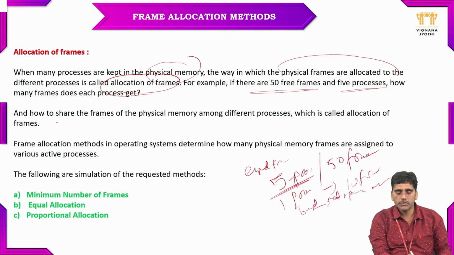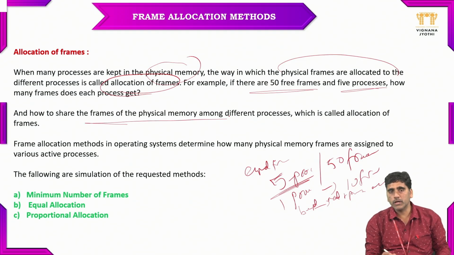Sharing the frames of the physical memory among different processes is the allocation of frames. Number of frames are available, number of processes are available. So how can each process be allocated in the different frames? Are equal numbers of frames available? Is a minimum number of frames required for each process? Or is it a proportional allocation to each process? Based on the nature of allocation of the frame, we call it allocation of frames.